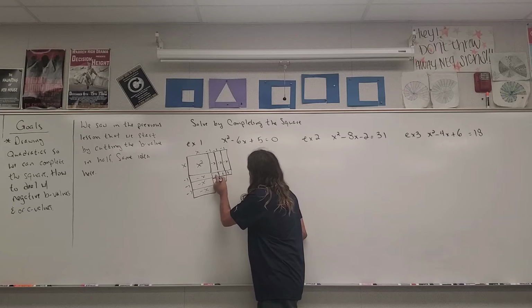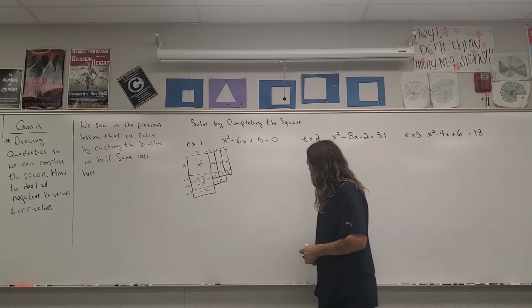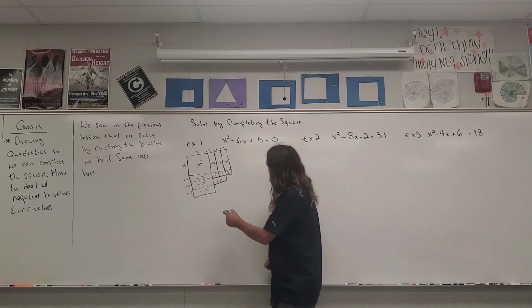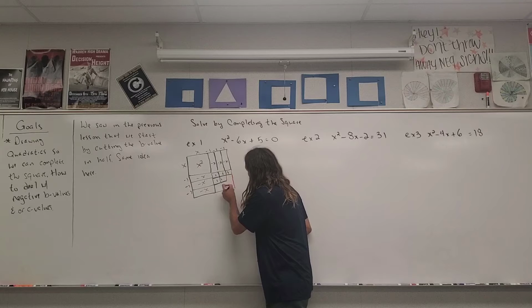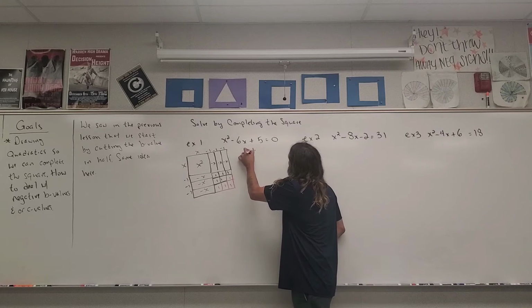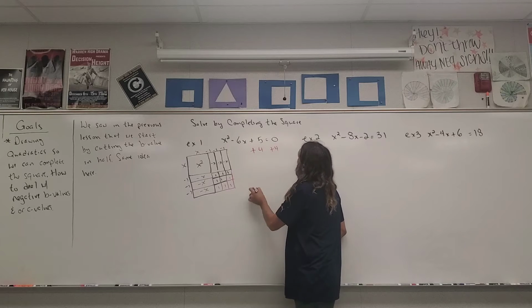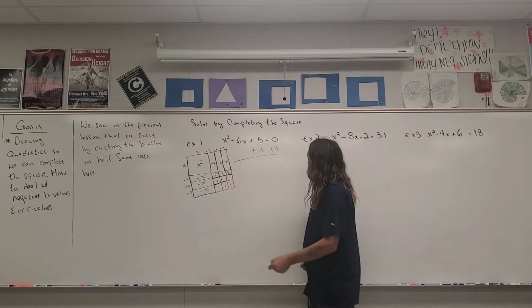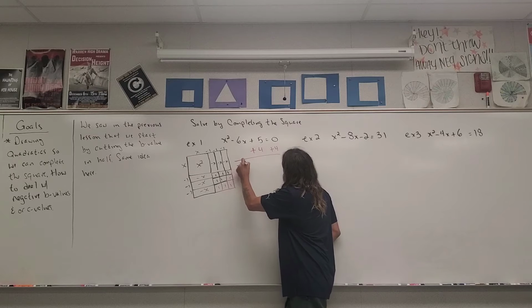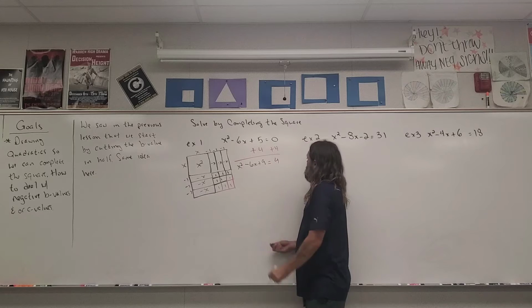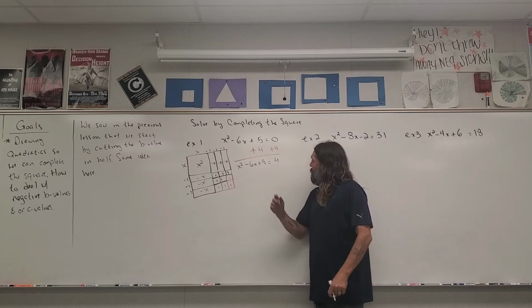5. And in order to complete the square, I need to add 4 more little 1s. 4 more little guys. So I need 1, 2, 3, 4. So I need to add 4 more little squares to this. Now I'm going to get x squared minus 6x plus 9. And that's equal to 4. So in order for me to complete the square, I needed 4 more little squares.